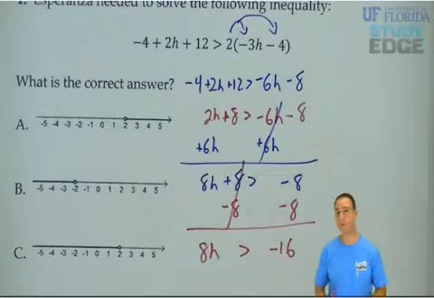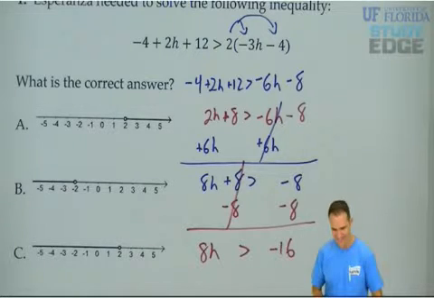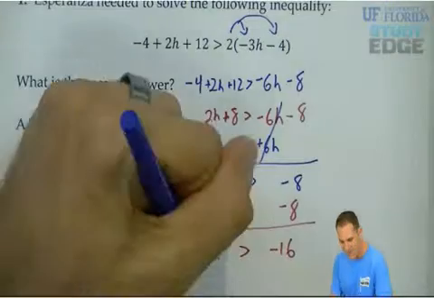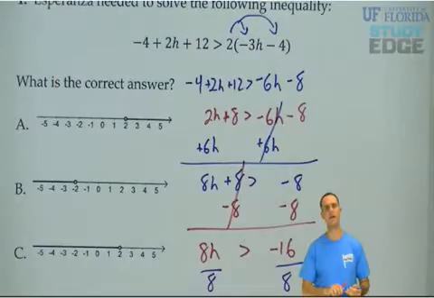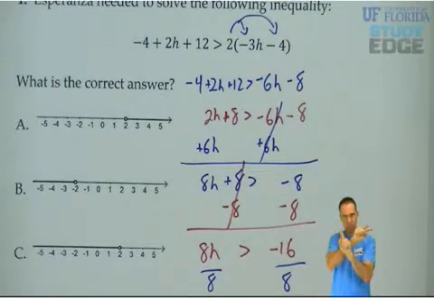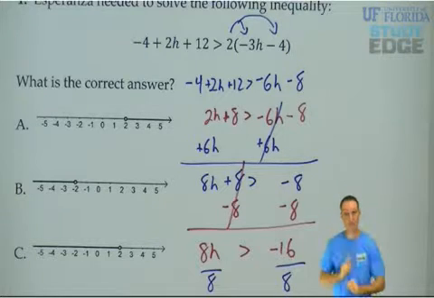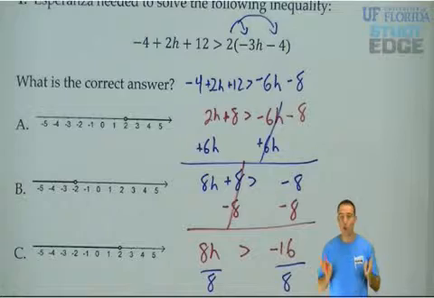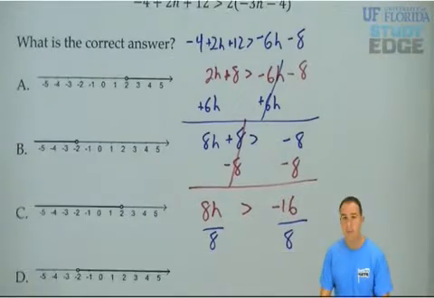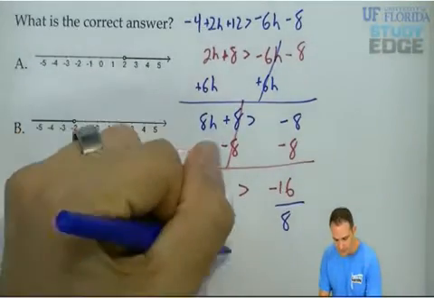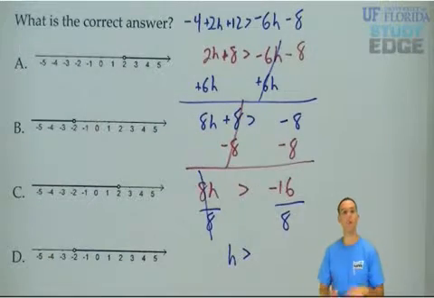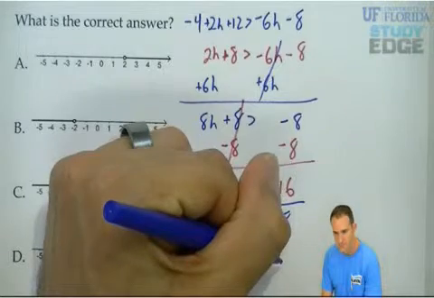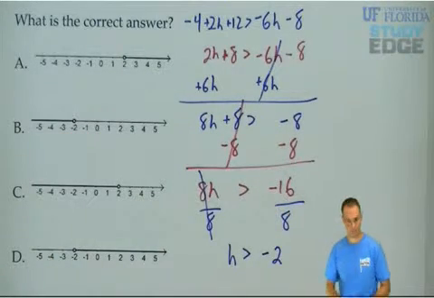And remember, if you need to, lastly, divide both sides by 8. Am I going to switch the inequality this time? No. In this case, I'm not dividing or multiplying both sides by a negative. I'm dividing both sides by a positive, which means you leave the inequality symbol alone. H is greater than negative 16 divided by 8 is negative 2.